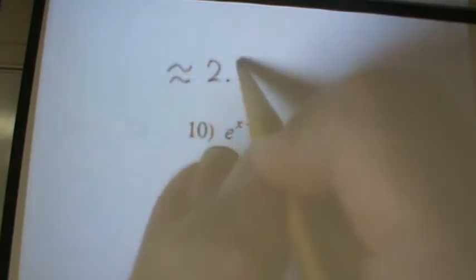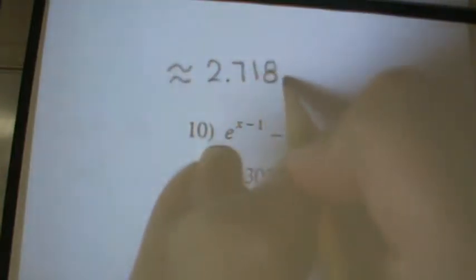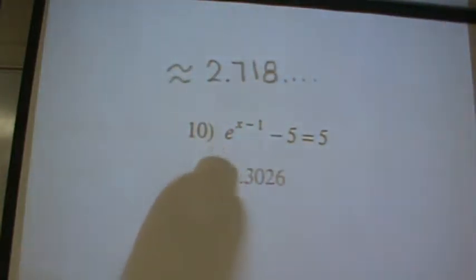Now, go to number 10. This is what we were going to do today, but we ran out of paper. I was going to do these E problems. E is just a number. E is approximately 2.718. It's a number that goes, it's like pi. I thought E was that continuous thing. Yeah, it is, it is.